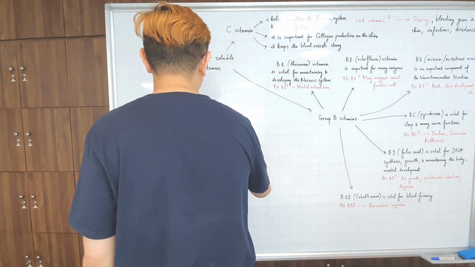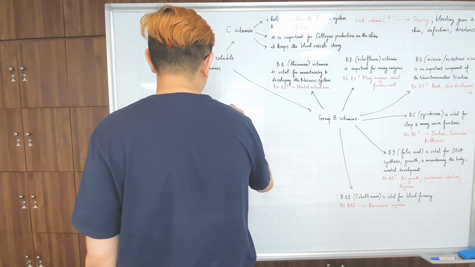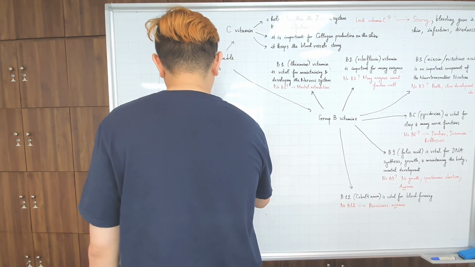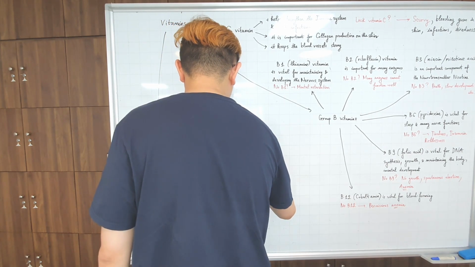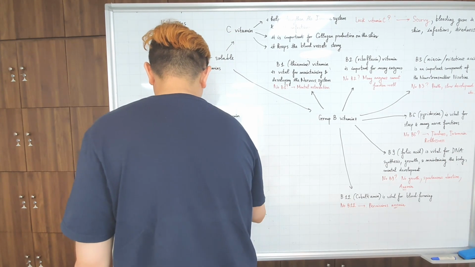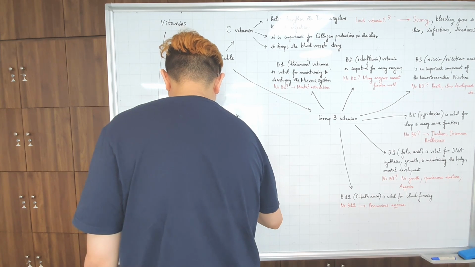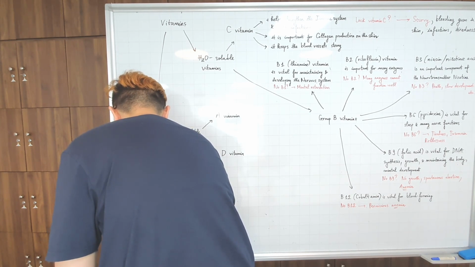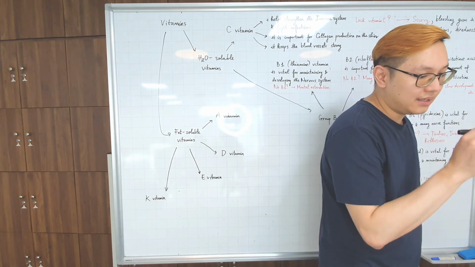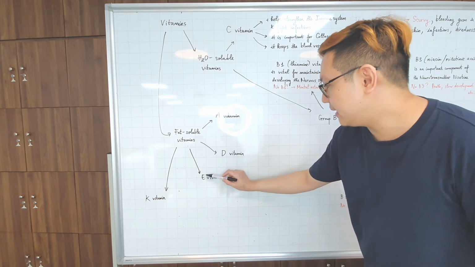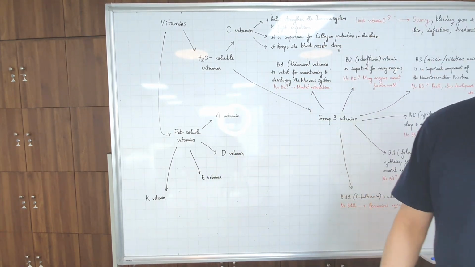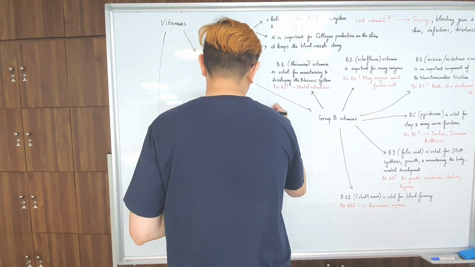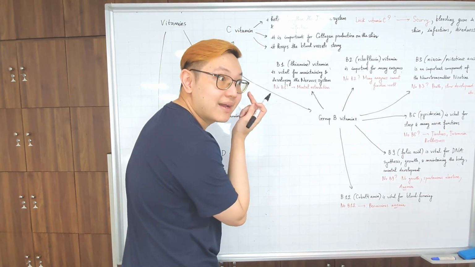Okay, fat soluble vitamins. We have A, D, E, and K. D, K nha, nhớ nha. A, D, E, K. So, fat soluble vitamin, những cái nào mà tan trong chất béo. So A vitamin is called retinol. So it's good for the retina. Tốt cho cái võng mạc, retina.